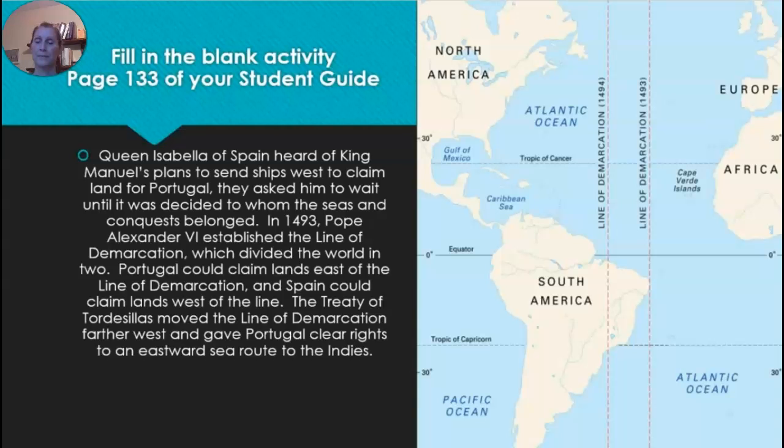Queen Isabella of Spain heard of King Manuel's plans to send ships west to claim land for Portugal. They asked him to wait until it was decided to whom the seas and conquests belonged. In 1493, Pope Alexander VI established the line of demarcation, which divided the world in two. Portugal could claim lands east of the line of demarcation, and Spain could claim lands west of the line. The Treaty of Tordesillas moved the line of demarcation farther west and gave Portugal clear rights to an eastward sea route to the Indies.